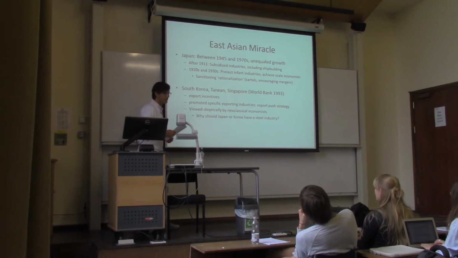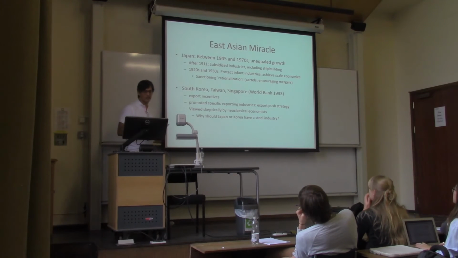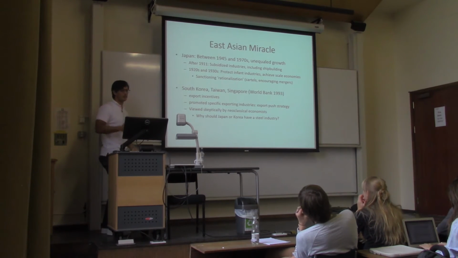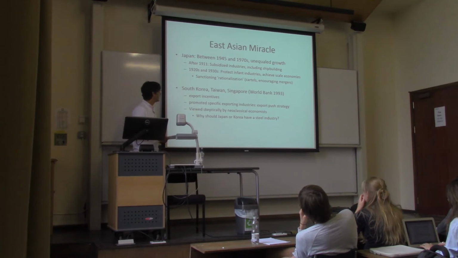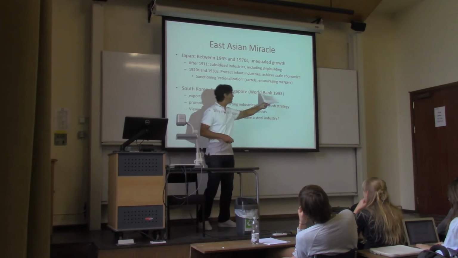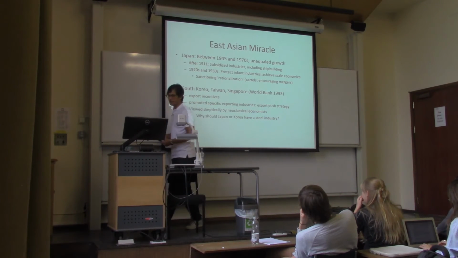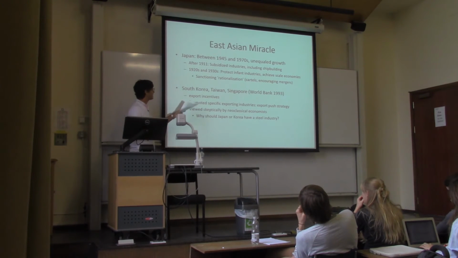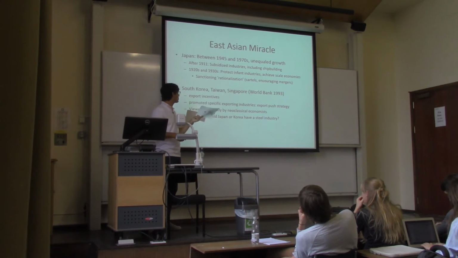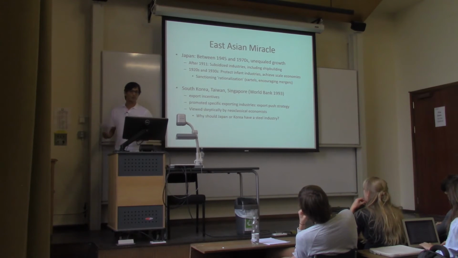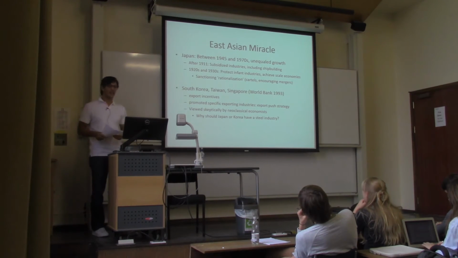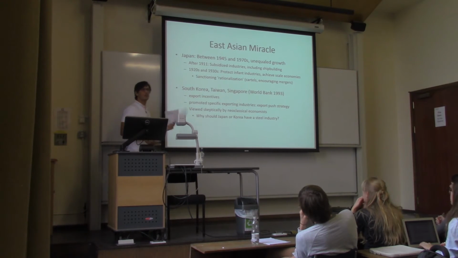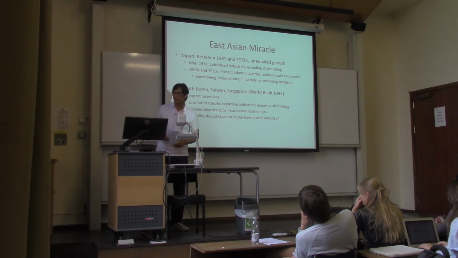With Japan in the middle of the century, unequal growth, subsidizing industries, including shipbuilding, protecting infant industries. We have the same thing in the Asian tigers. And what's important here is it wasn't until the World Bank wrote this paper in 1991, which I have the citations and the references, that everyone really realized that this success is associated with the same policies. Export push strategy, promoting specific exporting industries. And this was viewed skeptically by the rest of the community.